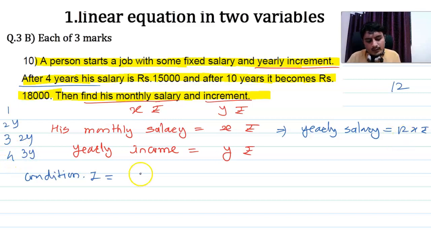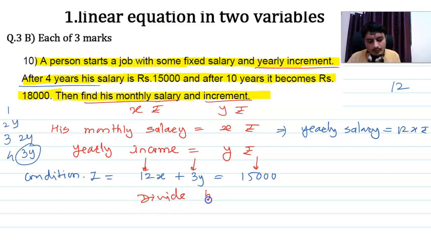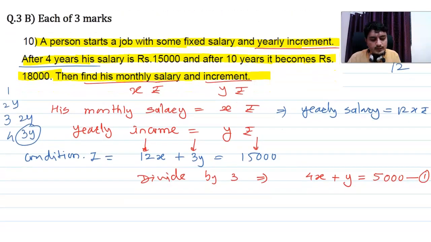So the yearly salary we have 12X, and after 4 years the increment we have 3Y, that equals 15,000. So after 4 years his yearly income was 12X plus 3Y, and that we have been given as 15,000. Now each and every coefficient as well as the constant is divisible by 3. So try to divide throughout the equation by 3. We are getting 3 4s are 12, so 4X plus 3 1s are 3, that is Y, equals 3 5s are 15, that means 5,000. Let us call it equation number 1.